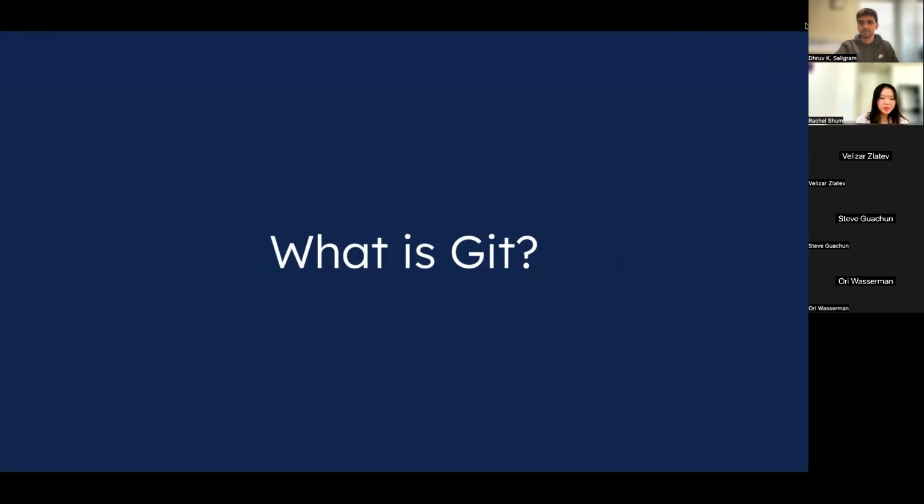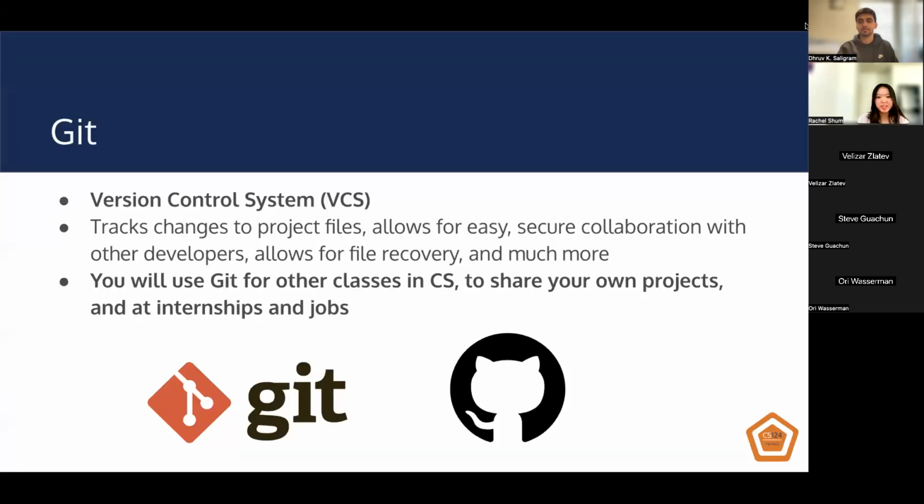For those of you who aren't familiar with Git, Git is a version control system. What it does is it tracks changes to your project files, allows for very easy and secure collaboration with other developers, and it also allows you to recover files that you may have deleted, whether accidentally or you just want to go back and look at them. It's essentially managing the different versions that your code goes through. You'll use Git for other classes in CS, to share your own projects, as well as during internships and working in the industry.